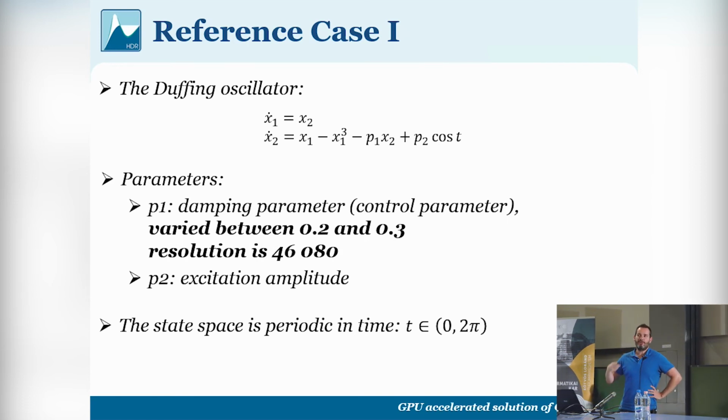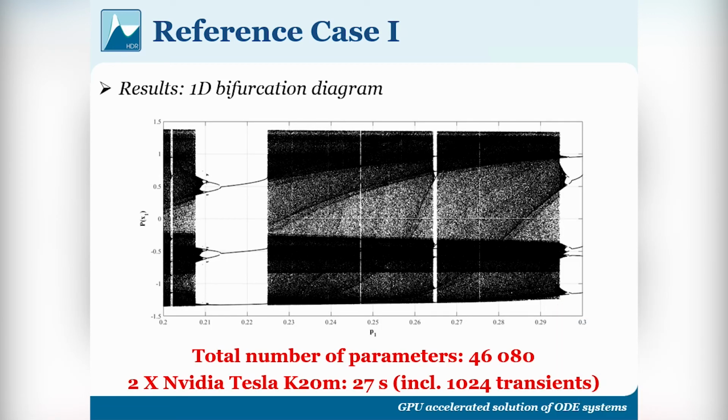So if we perform the integration many times, with some transient iteration, and after that we proceed further and extract some features of the trajectories, then we can create a classical bifurcation diagram like this, where the first Poincare section of the first component is represented as a function of the control parameter. Here I used two NVIDIA Tesla K20 cards, and the total computation time was approximately 24 seconds.